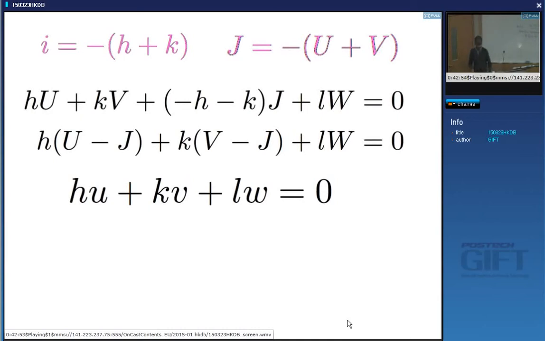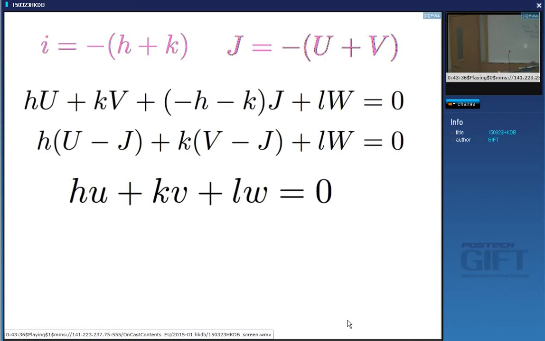Right, very easy. So we know that i is equal to minus h minus k, and capital J is minus u minus v, capital V. And this is simply the Weiss zone rule, where I've replaced the i by minus h minus k. And similarly, in this case, okay, so then when we expand this, h capital U minus h capital J gives me this, this, and this. And this is the 3 index notation, so it follows that capital U minus capital J will equal to small u. Simple.